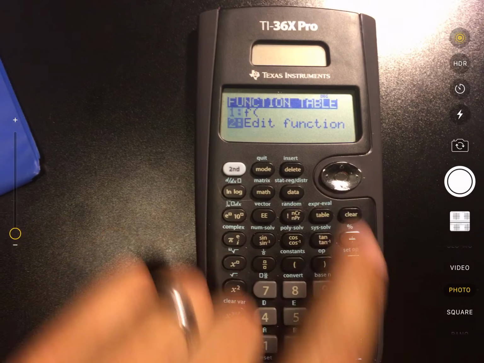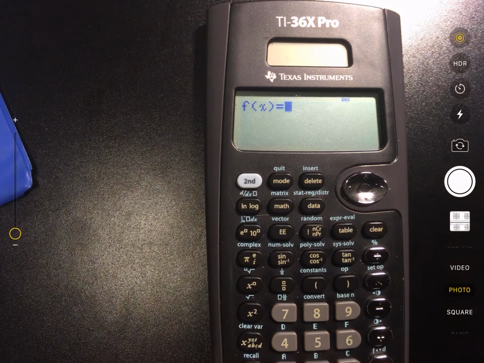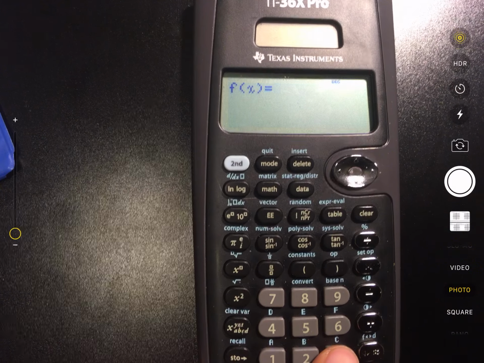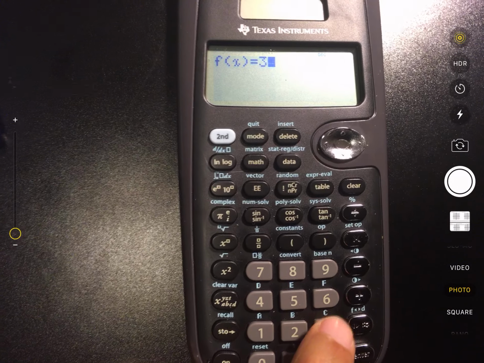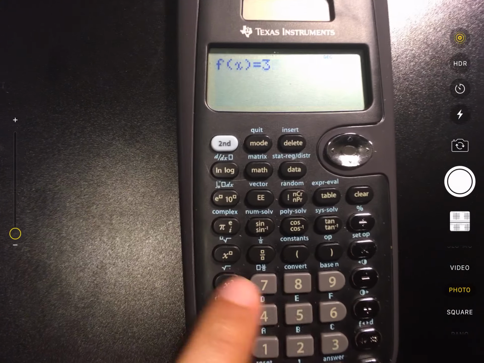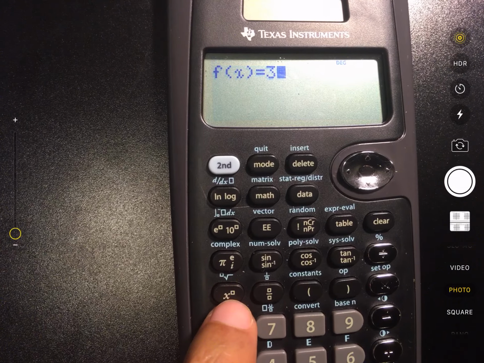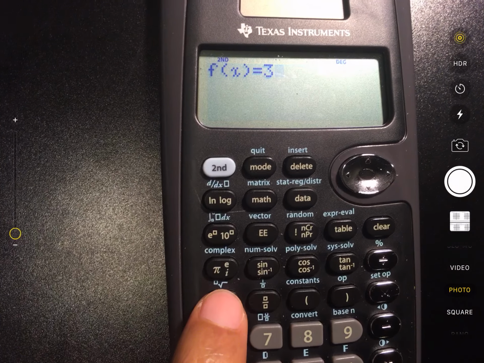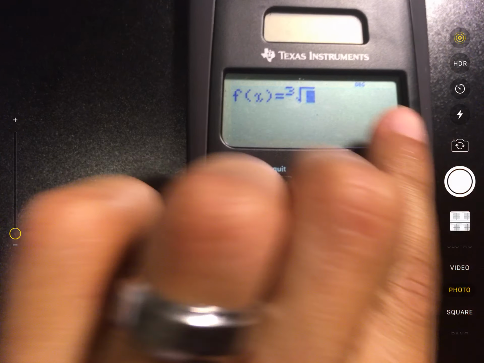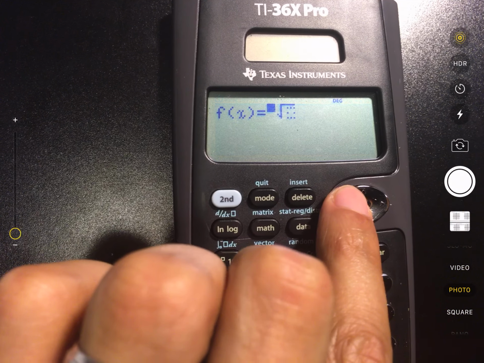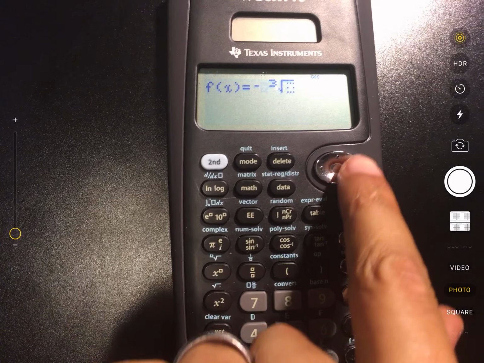Okay, so next step, what is it? You should know. Go to your table, go down to edit function, clear it out. And so you always start by putting your cubed root. So I've showed you this before. Cube, or 3, that's a big 3 right now, but you're going to put it right there. It's going to go in that box in front of the square root symbol. So you'll hit second, right there, and notice the 3 got smaller.